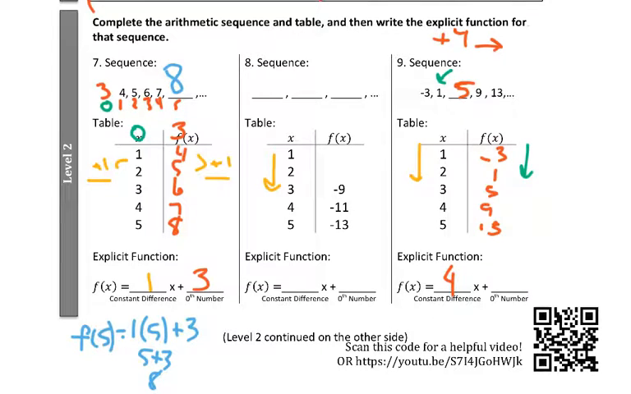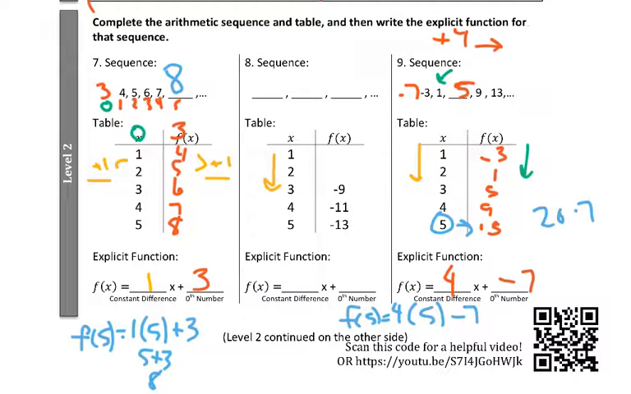And then the 0th number, well, it's the number before the starting number. I would take negative 3 and subtract 4 from it and get negative 7. So our explicit function is 4x minus 7, and we can and should double check that by plugging in, let's try a 5 and see if we get a 15. F of 5 is going to equal 4 times 5 minus 7. Well, that would be 20 minus 7.